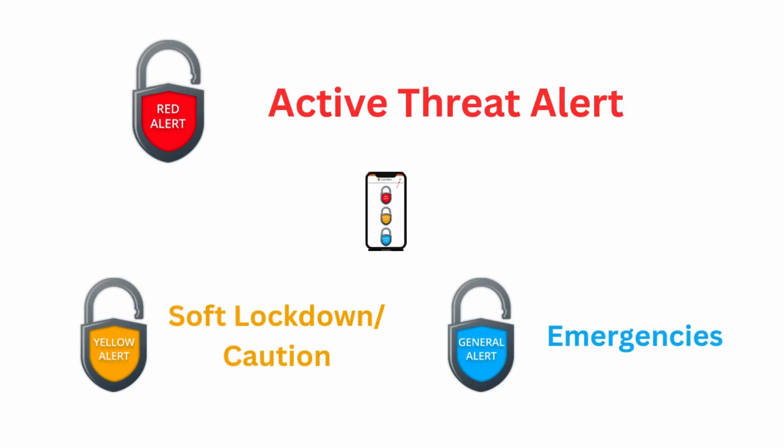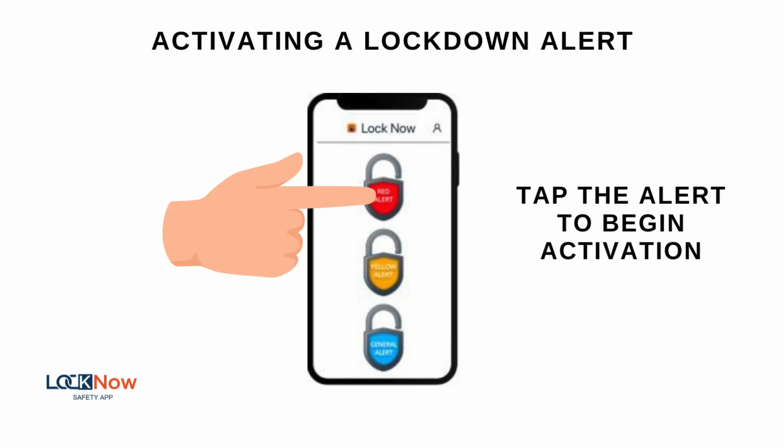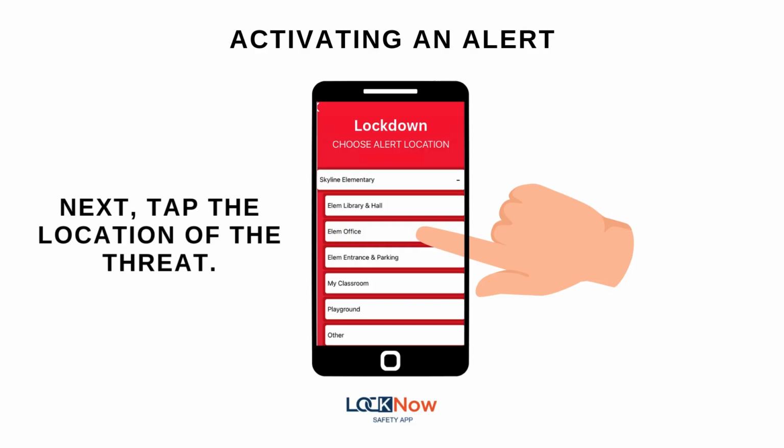Shown here are typical protocol uses of the alert buttons. Additional emergencies are available behind the General Alerts button. To activate an alert, tap the desired icon on the home screen to start the process. To activate the active threat alert, tap the red alert icon. Next, tap the location of the threat. Your location options are pre-programmed into the app for your facility.